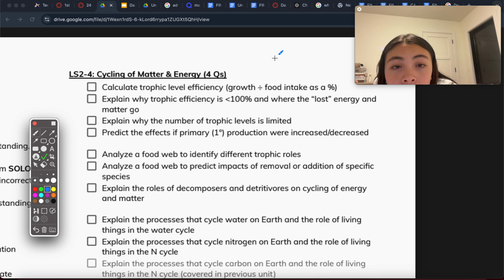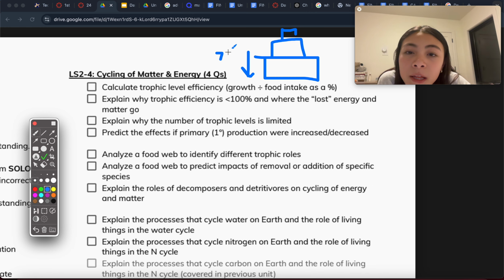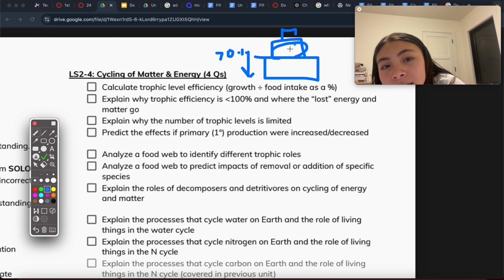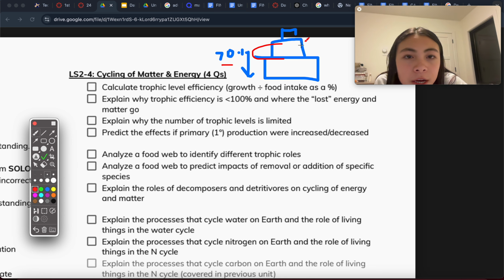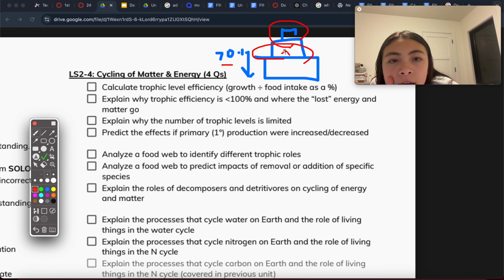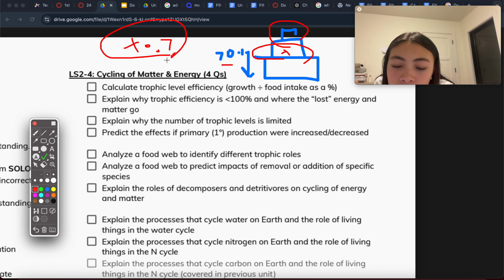But if the trophic level were to decrease, then all the levels above it would decrease. If this one were to decrease by, let's say, 70%, then so would this one, and so would this one. It's kind of just like a chain. But you don't have to do any math except whatever this is, let's say it's x, you're just going to do x times 0.7. That's literally, I'm pretty sure, all you do.